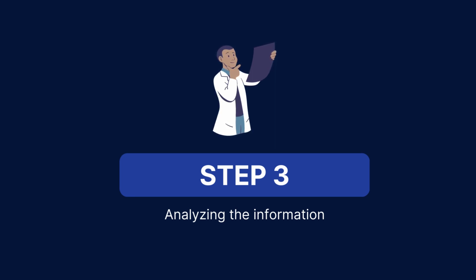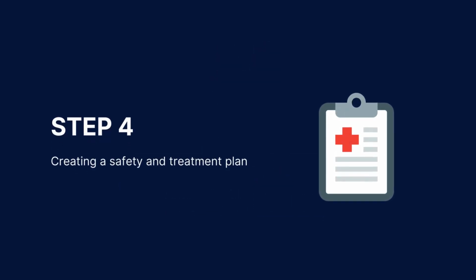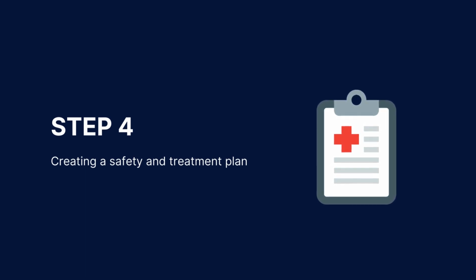Next, the assessor carefully reviews all the collected information. The aim is to understand how immediate and serious the person's risk of suicide might be. Finally, a safety and treatment plan is created based on the assessment. This involves working together with the individual to develop ways to improve their safety and manage any identified risks.